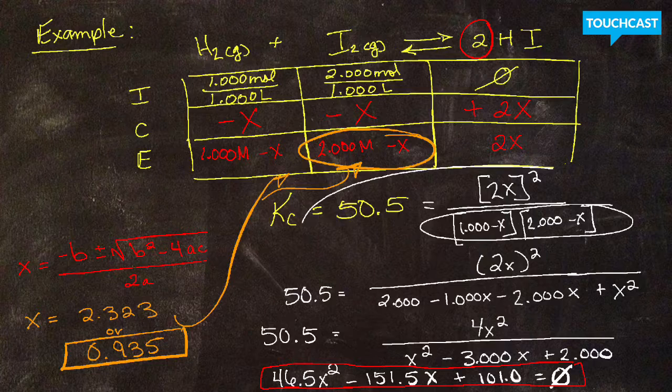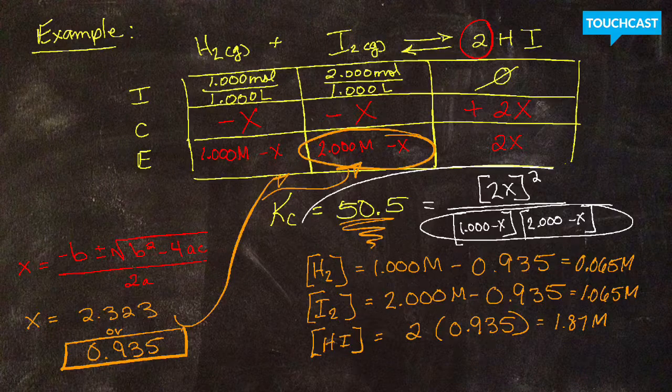Well, now that you've got your ICE table set up and you finally solve for x, you're going to have to actually go back to your ICE table and plug that value in and start solving for your equilibrium values. Oh wait, we already have our equilibrium constant, my bad. You need to solve for your equilibrium values. Okay, so take the 0.935 and start plugging it in for your x values. And voila, you've got your equilibrium concentrations.